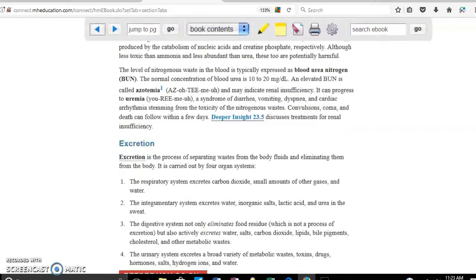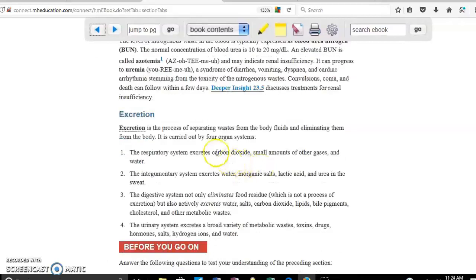If we keep scrolling down, excretion. Kidneys excrete metabolic waste from our body. That's not the only one. The skin as well with sweat, the digestive system, as you can understand. And that's it for this part.